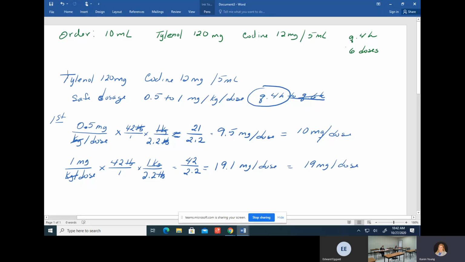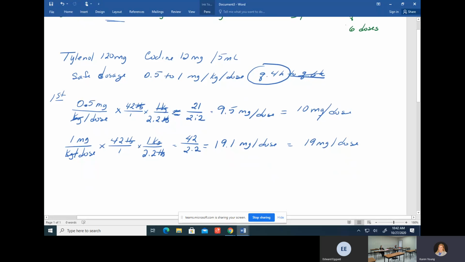Now, since the doctor ordered milliliters, I don't have anything to compare my milligrams per dose with, because it's 120 milligrams of Tylenol, 12 milligrams of codeine per 5 milliliters. So I can't compare this to see if it's safe. So I really have to do the second part of it before I can come up with any kind of answer. So I'm going to find the milliliters per dose.